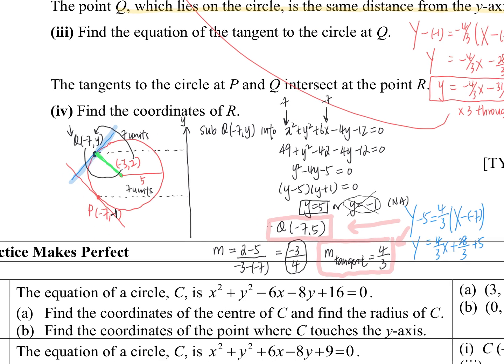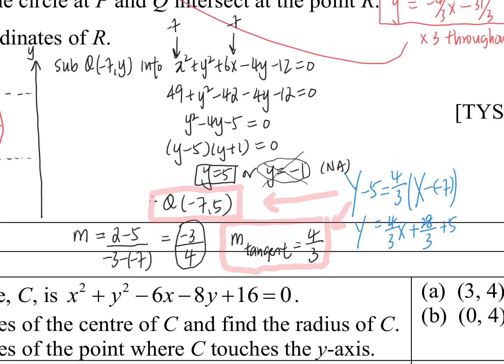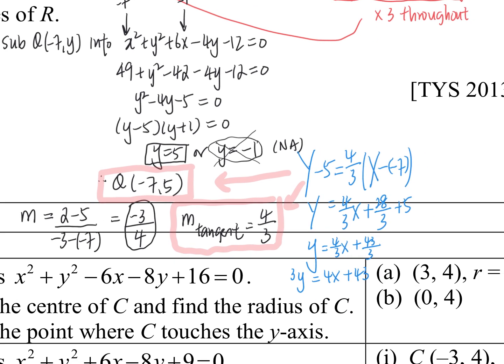Okay, so this is your equation. Let me zoom in. Of course, if you want to make it neat, you can multiply by 3 throughout and give me this. So this is the answer to part 3.